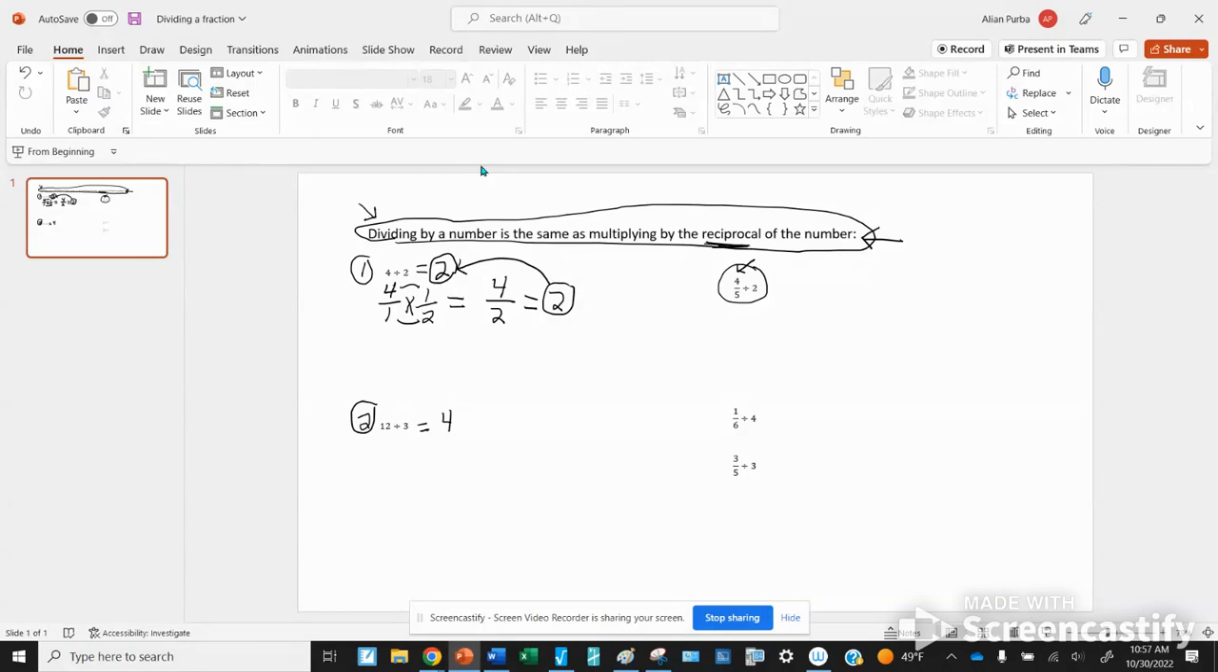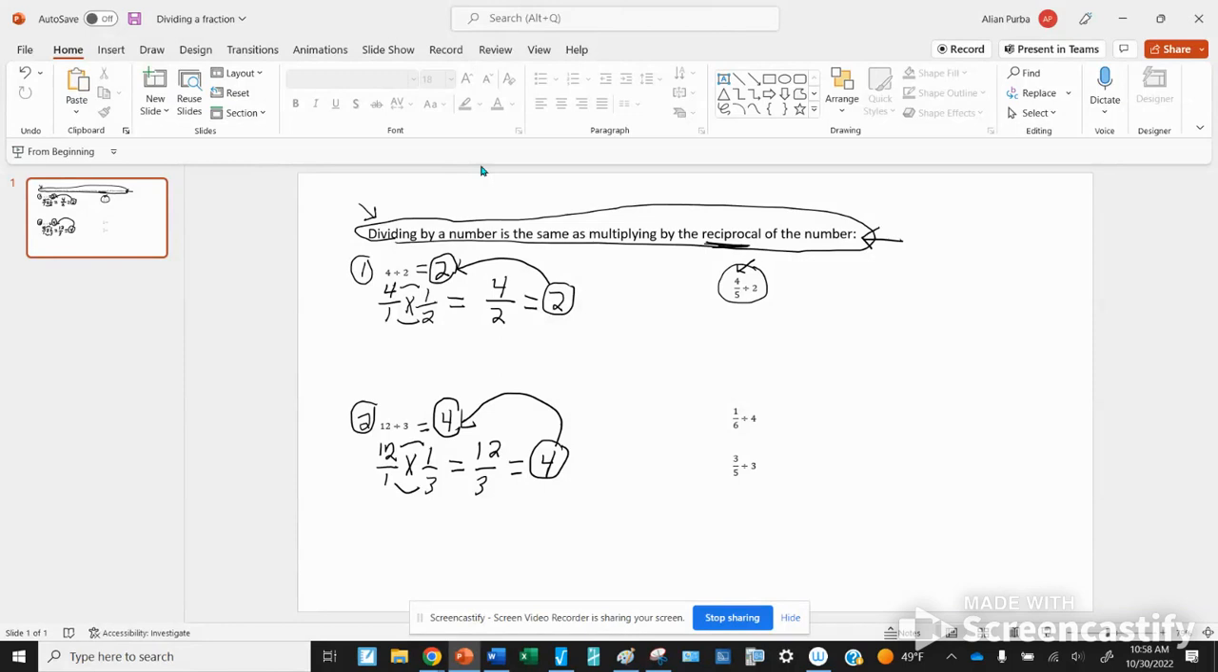So 12, let's rewrite 12 as a fraction. That's 12 over 1. Instead of dividing, we multiply, and the reciprocal of 3 is 1/3. So now you multiply across. 12 times 1, numerator times numerator, and 1 times 3, denominator times denominator. 12 times 1 is 12, and 1 times 3 is 3, and 12 divided by 3 is 4. Again, we came up with the same result. The first result we got was mental math, because the numbers are easy.